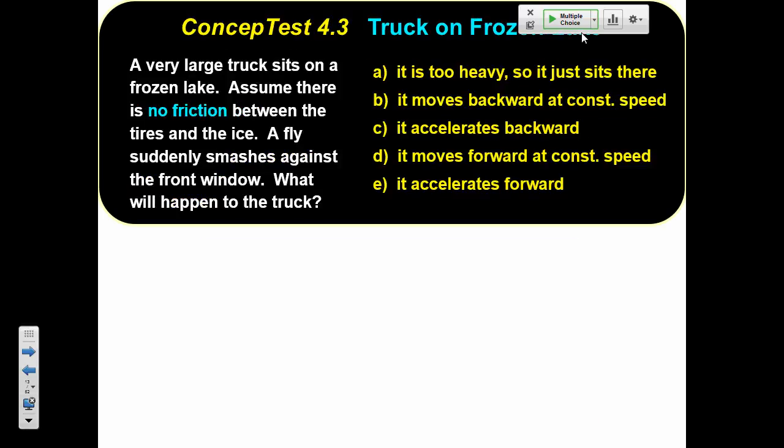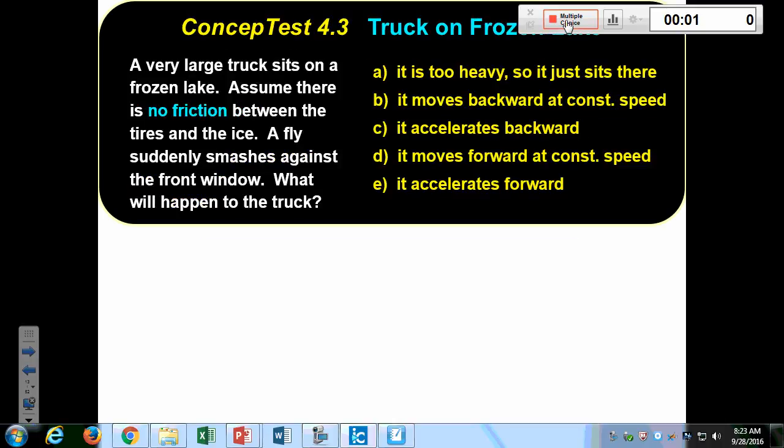All right, a very large truck sits on a frozen lake. Assume there is no friction between the tires and the ice. A fly suddenly smashes against the front window. What will happen to the truck? Think Newton's third law. Okay, we'll stop at 35. Just a couple more seconds.